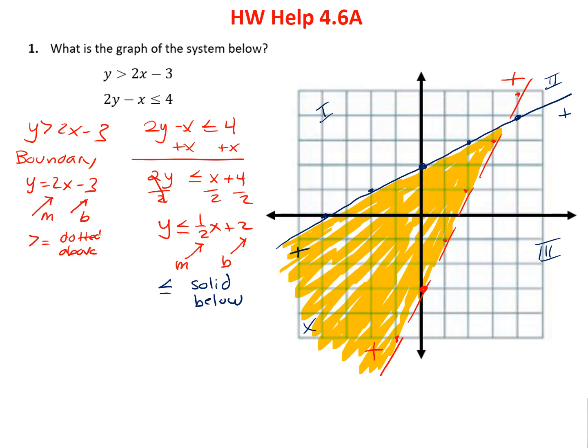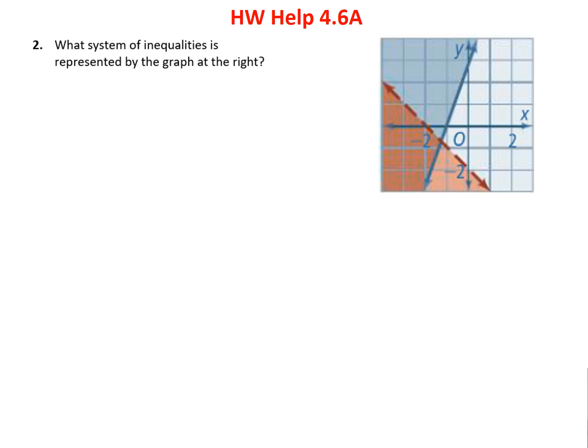And that would be our solution. Okay. Notice on this side it's dotted, but on the other side it is solid. Okay. So anything in the yellow and on the blue line would be our solution. Number 2 asks us to do it in reverse. Look at the diagram and tell them what is the system.